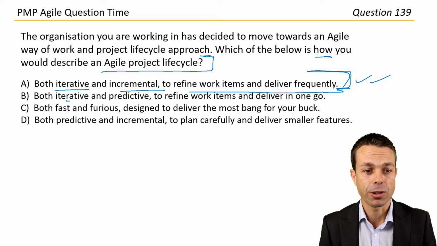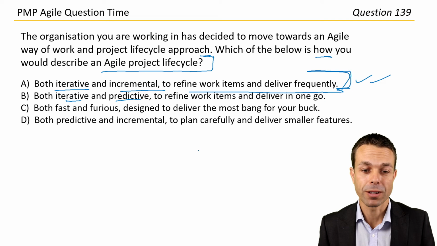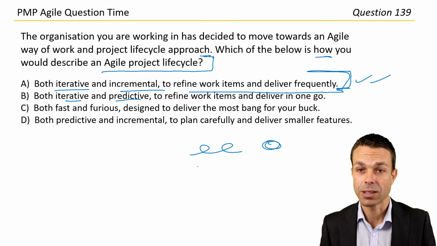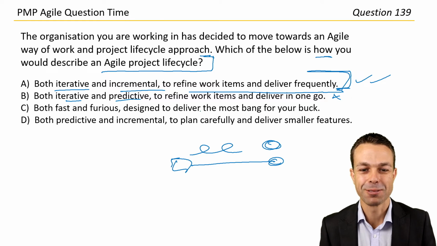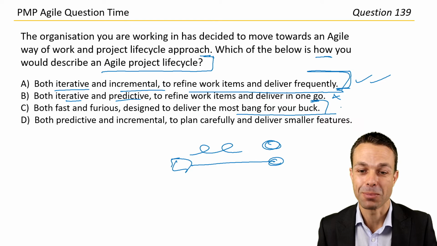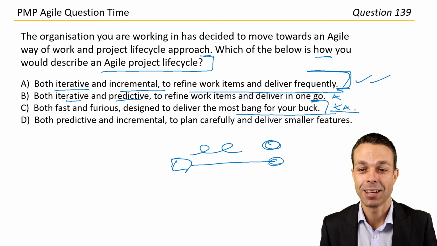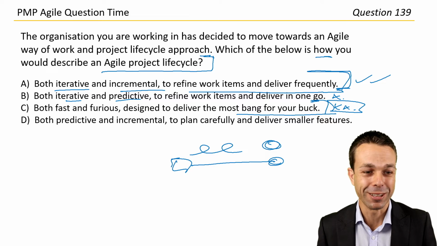Both iterative and predictive. So iterative is where we are iterating, but we still deliver in one big bang. And predictive is just where we deliver in one big bang, but plan everything up front. So it's not that one. Both fast and furious, designed to deliver the most bang for your buck. I think someone could create a framework about that, but that's not the one for our case. We'll save that for the movies.